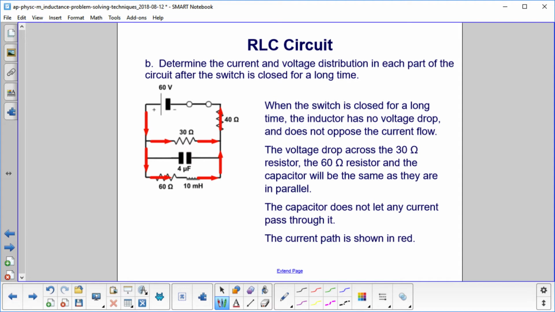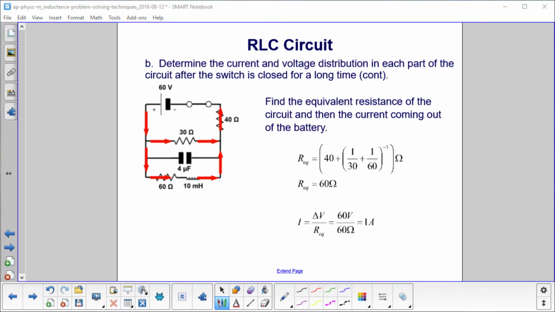Our current path now is a little trickier than the previous one. It comes out of the battery, it splits here, some goes through the 30 ohm resistor, and then some comes down here through the 60 ohm resistor, through the inductor, and then back up through this 40 ohm resistor. No current passing through the capacitor. Let's now find the equivalent resistance of this circuit and then the current coming out of the battery.